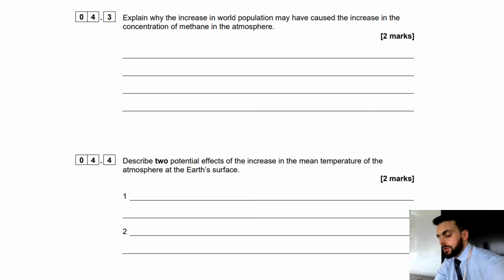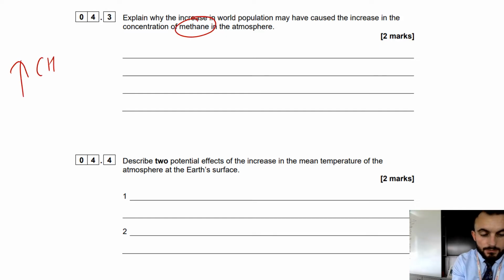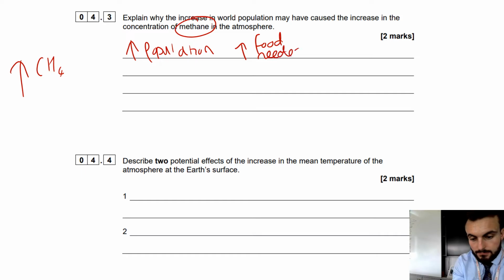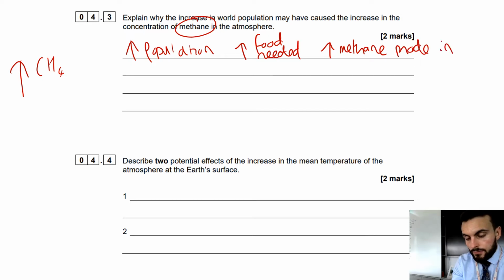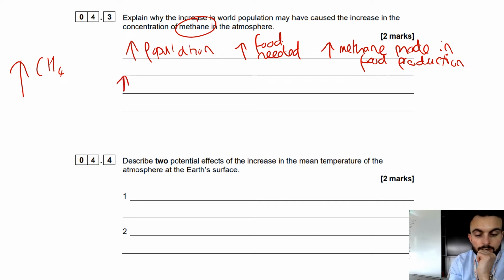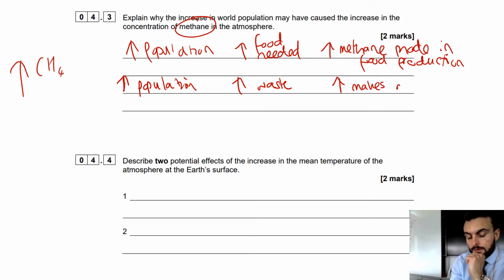This time it's the same sort of question, but it's asking us to explain how methane has increased. So, things that would increase methane. As the population increases, more food is needed. So therefore more methane is made in food production. That's things like farming, agriculture, loads of cows, etc. You could also put that if there's a bigger population, there is obviously going to be a lot more waste, which makes methane through decomposition.